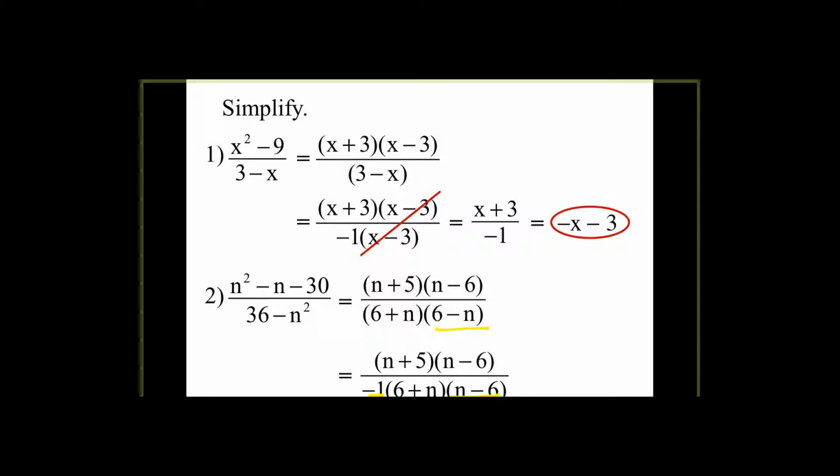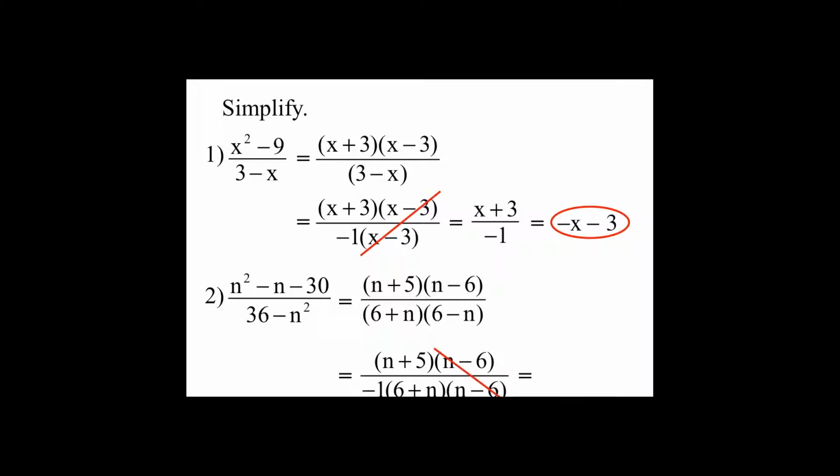Okay. And now what I can do is cross these out. I don't need to rewrite that other 6 plus n. I'm left with n plus 5 over -1 times 6 plus n. Or I can do n minus 6. I can just leave it like this.